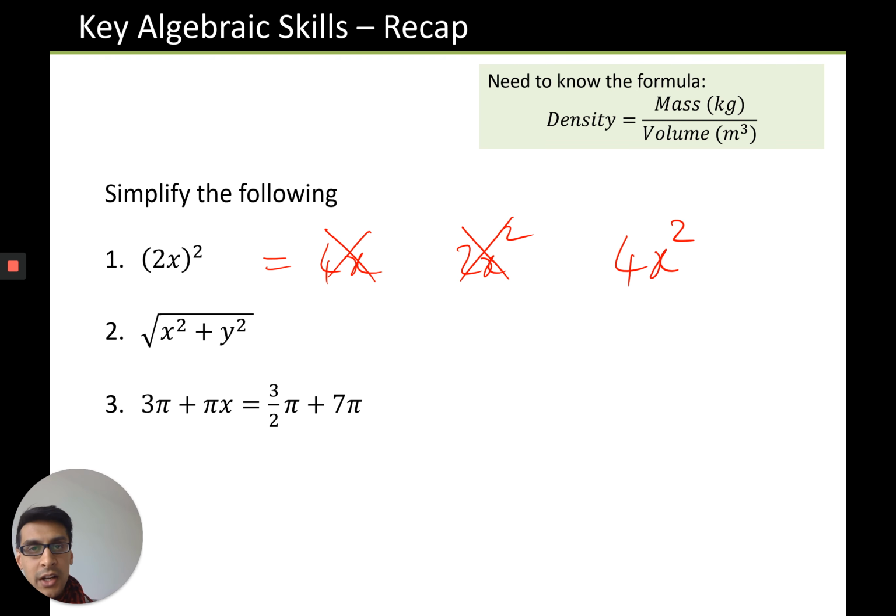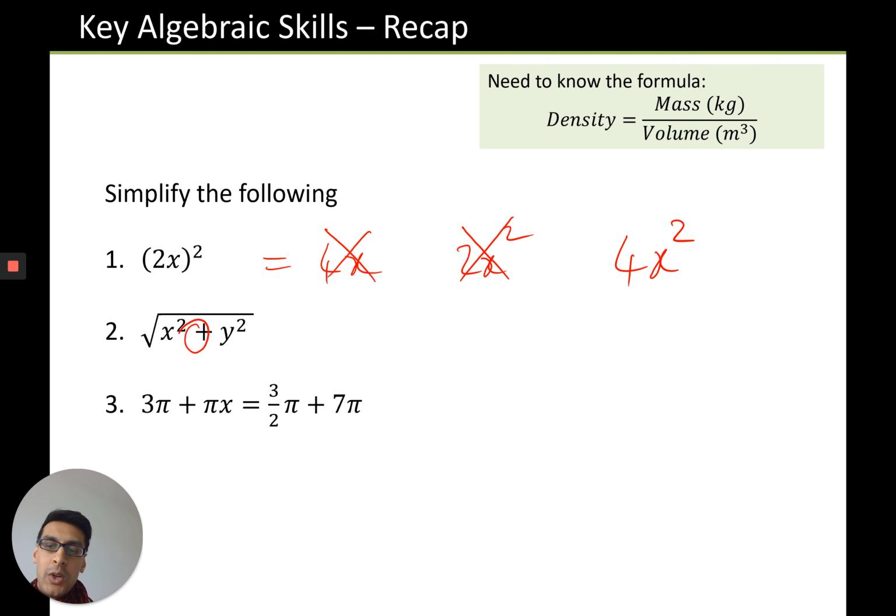Question 2 was a trick question. You can't simplify that. You can only square root a square without the plus sign. So just in terms of the rules for surds, that just doesn't work. You can try it with numbers just to test it out yourself if you're not confident in that. Turn x into a number, turn y into a number, and see what happens when you square it and square root it. You'll see why it doesn't work.